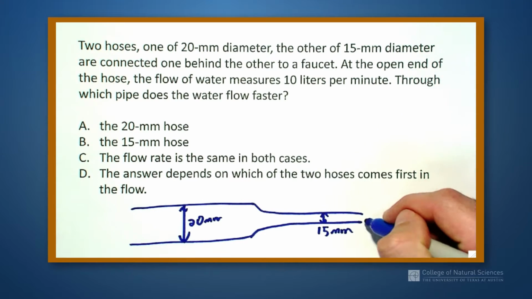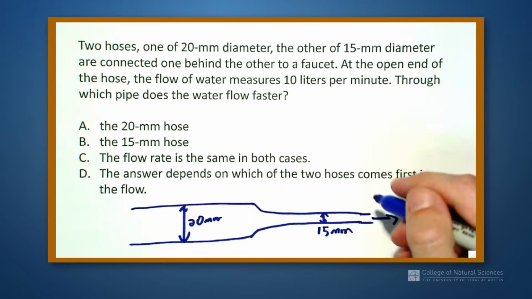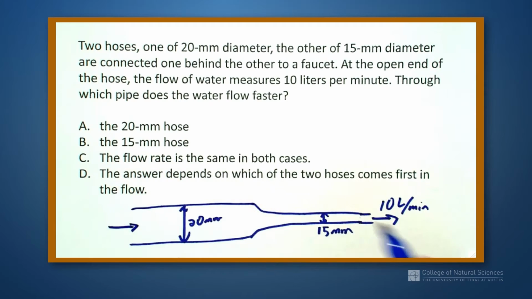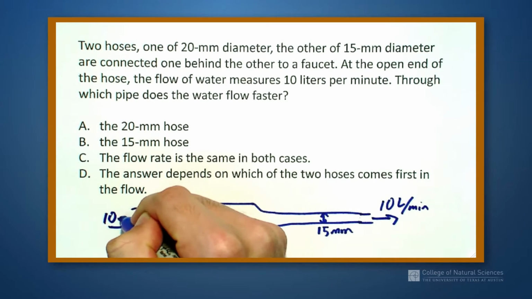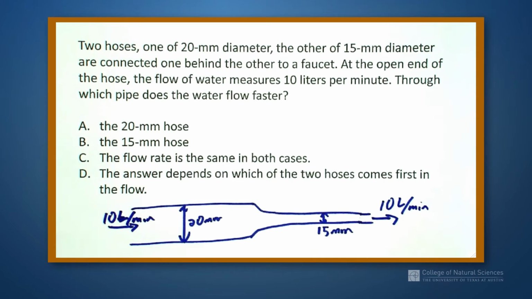And at the open end, right here, we're going to get the water to measure 10 liters per minute coming out. And we want to know where in the pipe the water flows the fastest. Well, if we know that there's 10 liters per minute flowing out, that means to continue that flow, there had to be 10 liters per minute flowing in from the faucet.